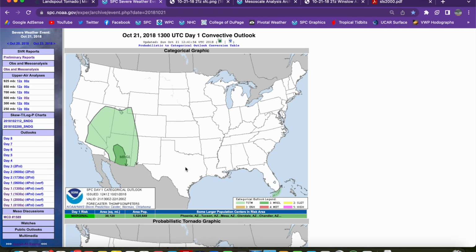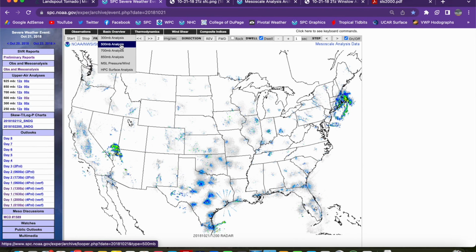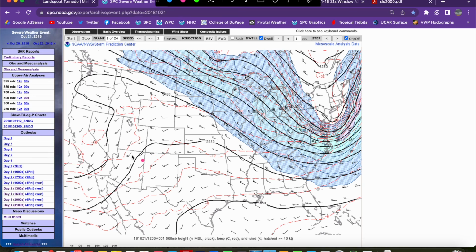Now, there was a marginal risk out for this day, but it was centered a little bit farther south, central into southern Arizona, for mostly hail and wind. And the impetus for this severe threat was a weak but well-defined trough centered across the Southern California coast, allowing some stronger flow to make its way into Arizona.